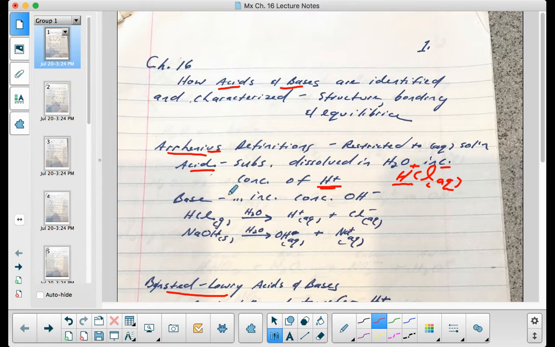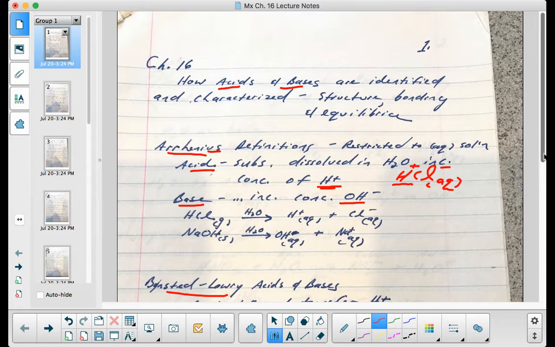So the difference between the acid and the base is that the base increases the concentration of the hydroxide ion. So here's a classic base, sodium hydroxide dissolved in water. It's going to turn into two separate ions.